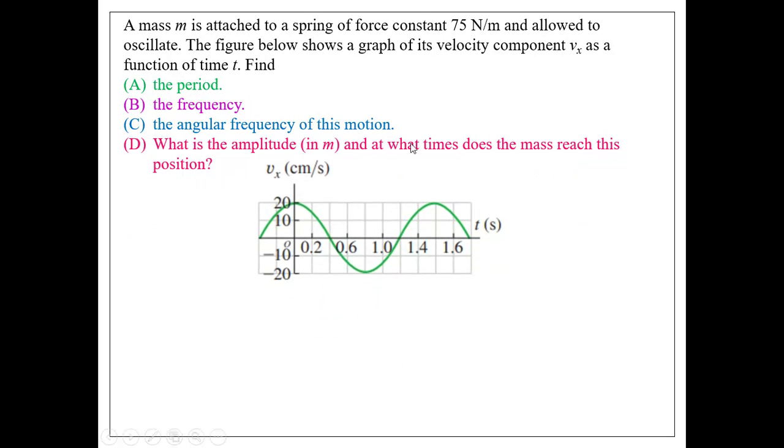Part A asks us to find the period of the oscillation. In order to find the period, you figure out the time for one cycle to happen. But the first thing I noticed in this graph is that the author goofed on this one. Probably not intentional, but probably just accidental, I hope.